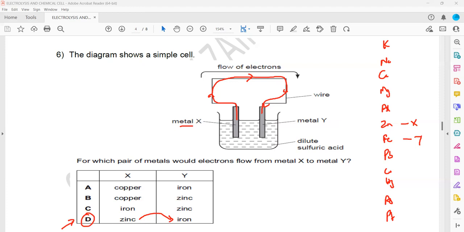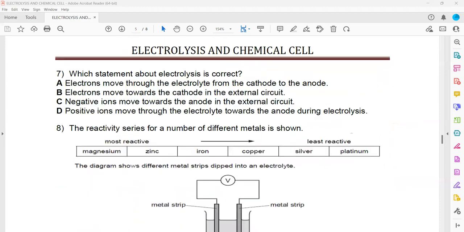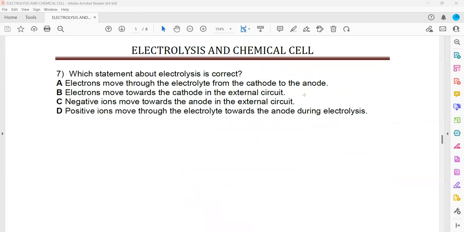Then the doubts from this one, question 7 and then 16. In question 7, which statement about electrolysis is correct? To understand the statement, I will draw an electrolytic cell first. So we have two electrodes which are connected with a supply. One is the positive terminal of the battery, another one is the negative terminal of the battery.